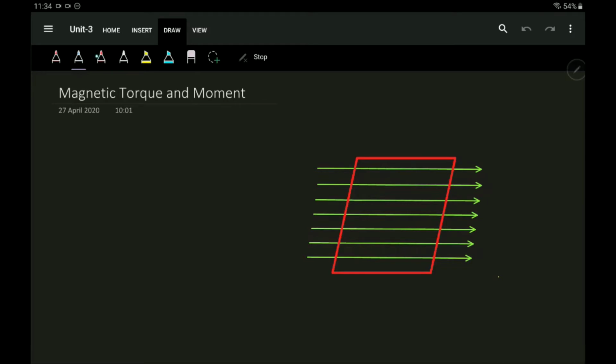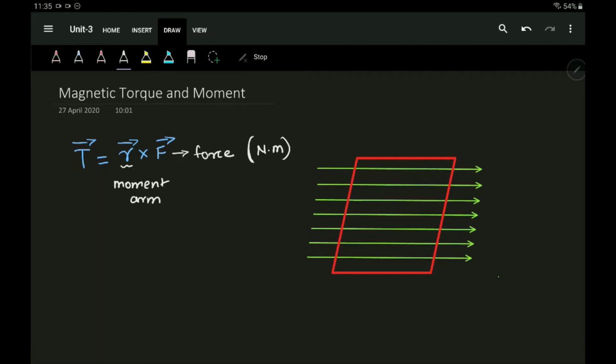The torque expression is given by T equals R cross F, where T is the torque, R is the moment arm, and F is the force. The SI unit of this is Newton meter.